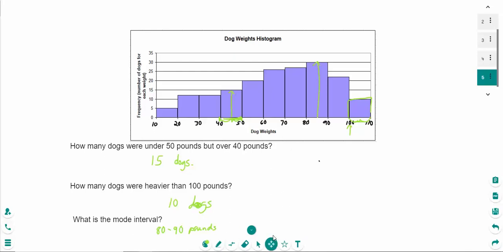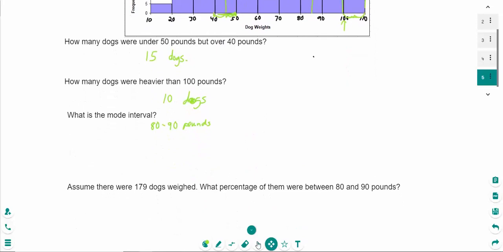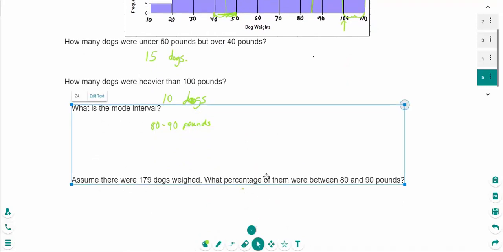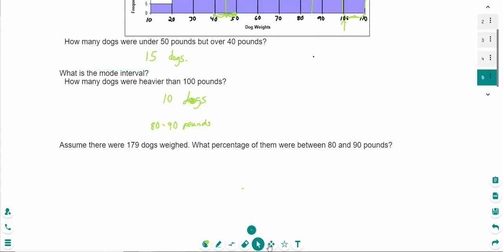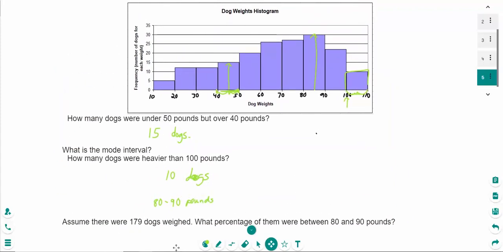Okay, very good. Now, last question here. Let me move this up here a little bit so we can still see our graph. The question is, assume there were 179 dogs weighed. What percentage of them were between 80 and 90 pounds? Go ahead and try that one on your own. See what you come up with, and then we'll do it together.